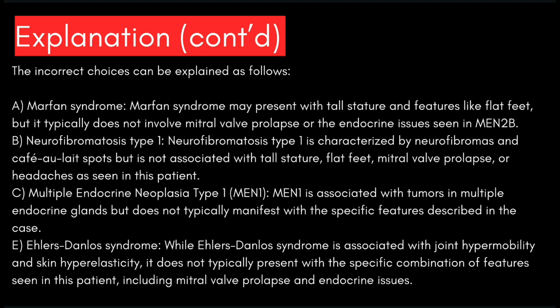Multiple endocrine neoplasia type 1. MEN1 is associated with tumors in multiple endocrine glands, but does not typically manifest with the specific features described in this case. Ehlers-Danlos syndrome. While Ehlers-Danlos syndrome is associated with joint hypermobility and skin hyperelasticity, it does not typically present with the specific combination of features seen in this patient, including mitral valve prolapse and endocrine issues.